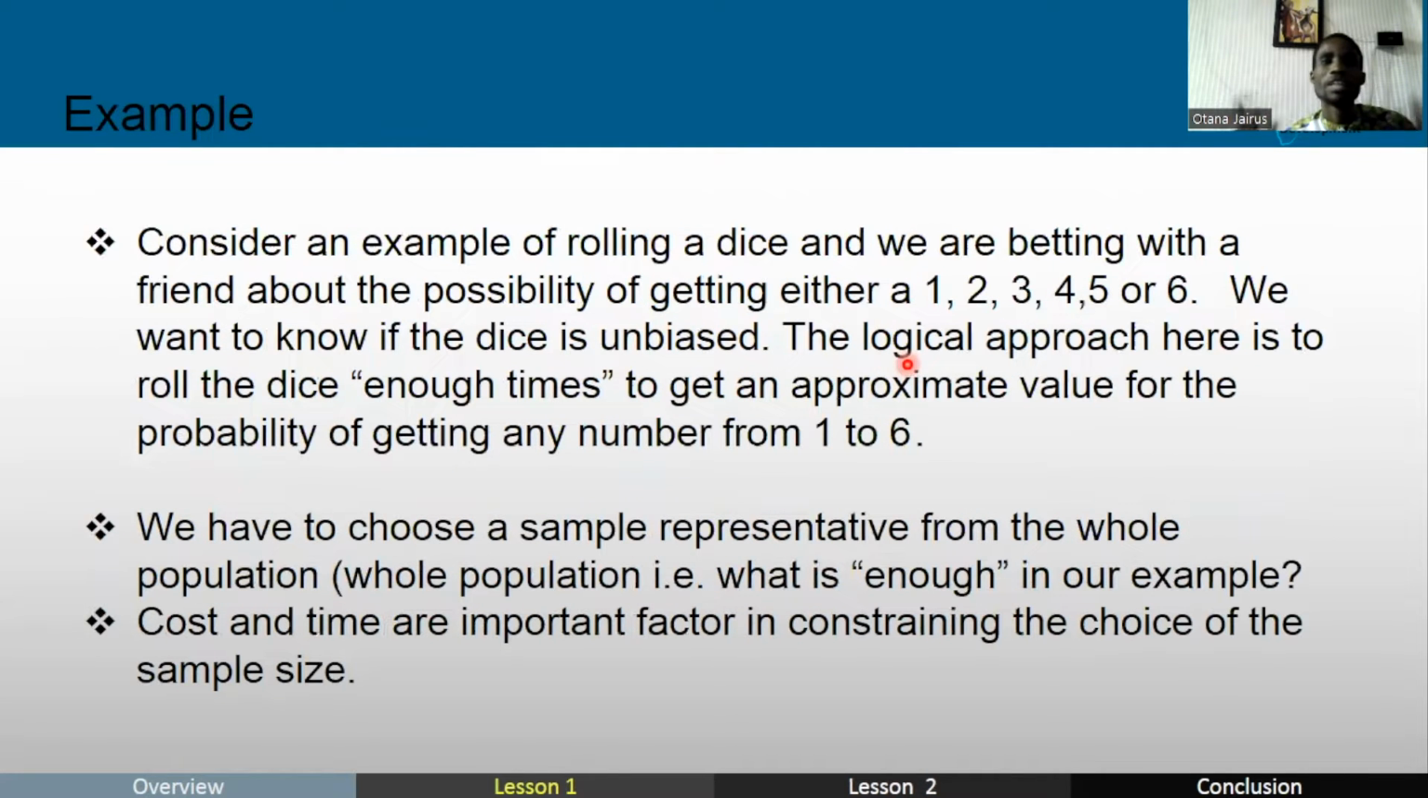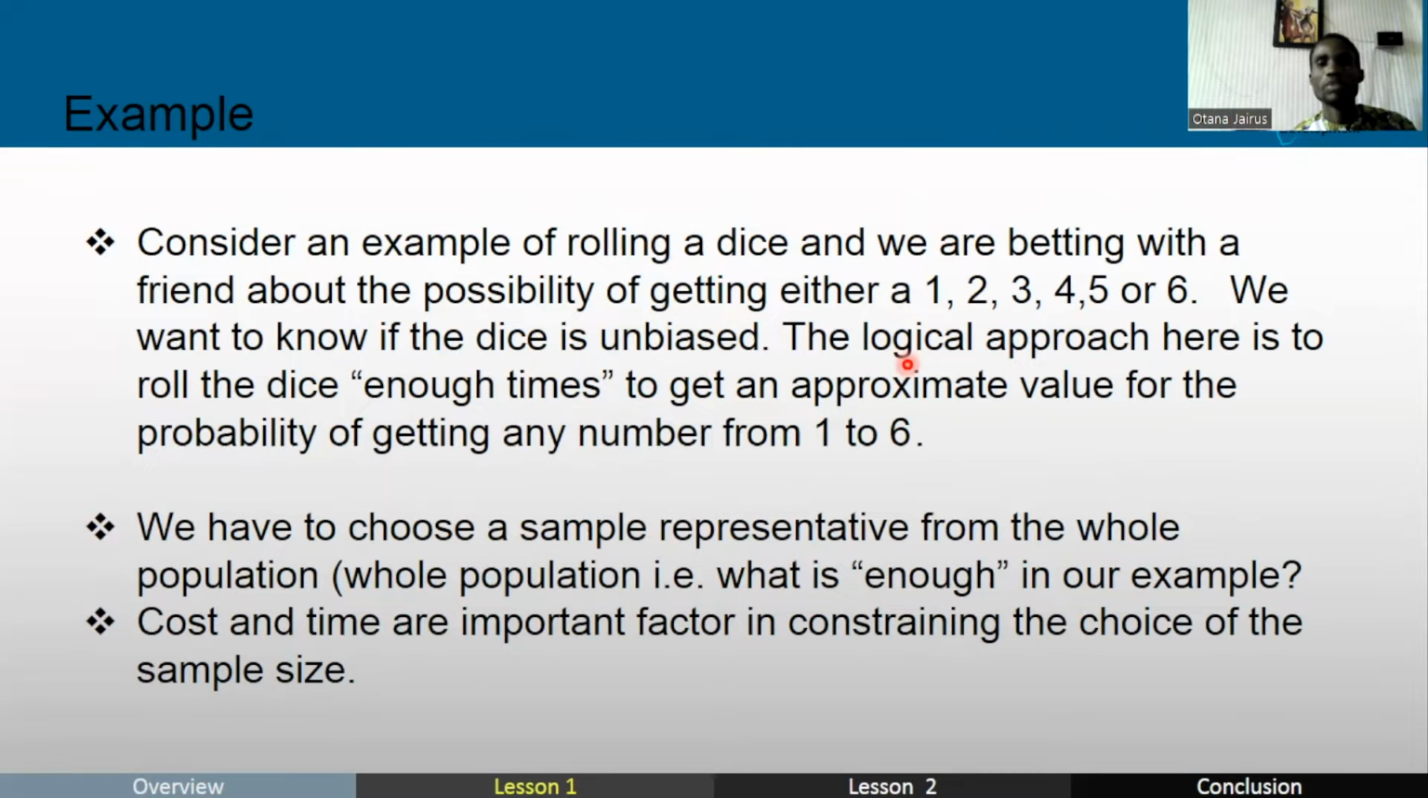For example, consider rolling a dice, whereby we are betting with a friend about the possibility of getting either 1, 2, 3, 4, 5, or 6. So we want to know if the dice is unbiased. The logical approach here is to roll the dice enough times to get an approximate value of the probability of getting any number from 1 to 6. There's no specific number of times you're going to roll it, but you can roll it enough times. From there, you can determine the probability of getting 1, 2, 3, 4, 5, or 6.